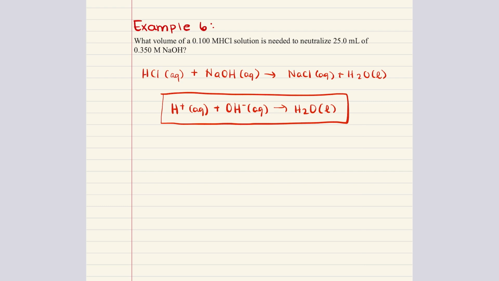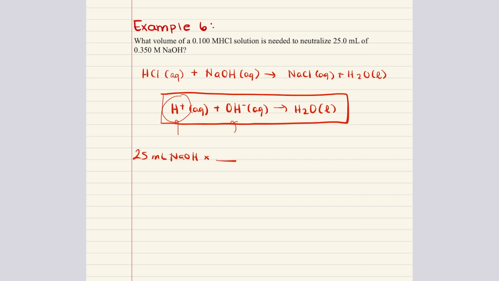So we have our net ionic equation. This is a balanced net ionic equation. We have this 1-to-1 mole ratio between hydrogen ions to hydroxide ions. Now, the next thing that we want to do is calculate the moles of reactants, hydrogen ions and hydroxide ions. Let's do this first for our hydroxide ions. We know that we have 25 milliliters of 0.35 molar sodium hydroxide. And so that means we can go ahead and calculate the moles of sodium hydroxide. We have 25 milliliters of sodium hydroxide.